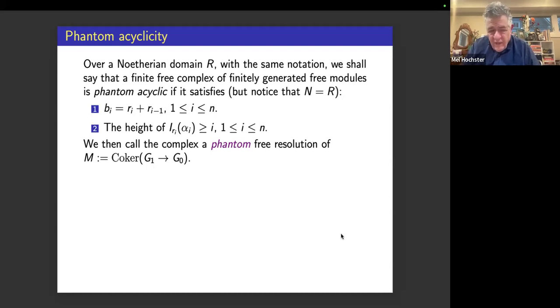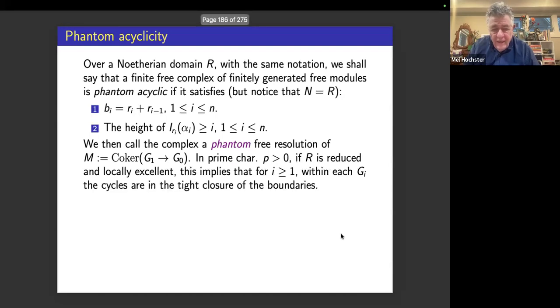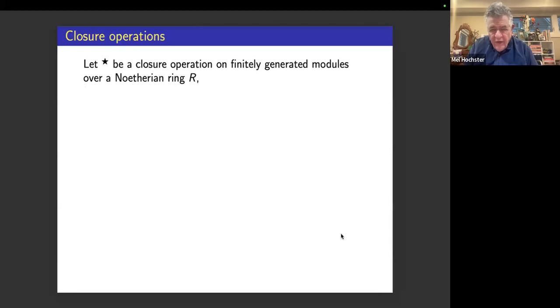In the case of tight closure, in prime characteristic P, if R is reduced and locally excellent, then for i bigger than or equal to 1, in every one of the free modules, the cycles are in the tight closure of the boundaries. So if you think of tight closure as small, it means that cycles are close to being boundaries. And so the homology of the complex is fragile in a certain sense: it goes away if you tensor with a regular ring or a ring in which every module is tightly closed. That's the origin of the idea. But we're talking about it in greater generality now, even mixed characteristic, when you have these conditions.